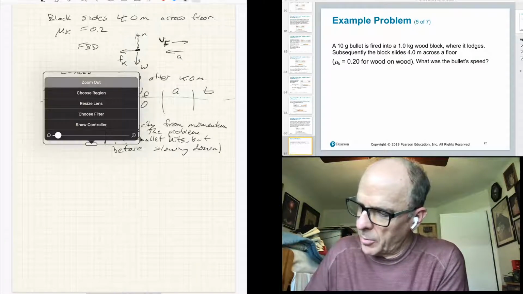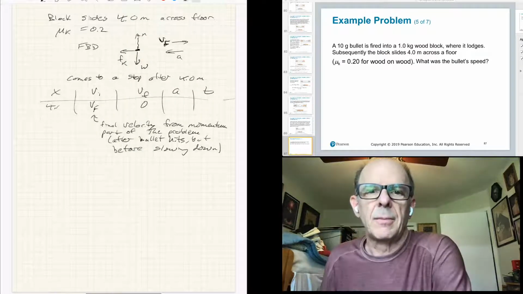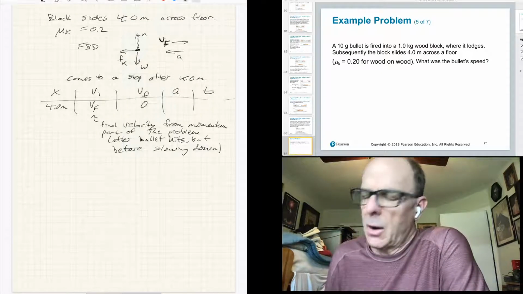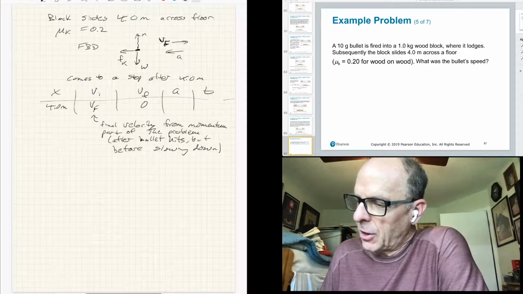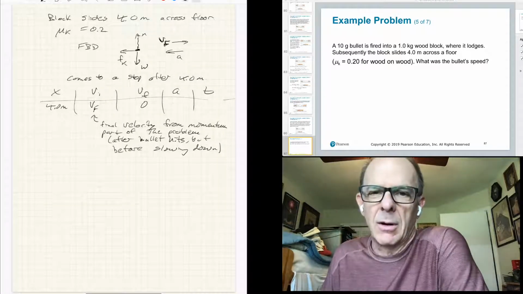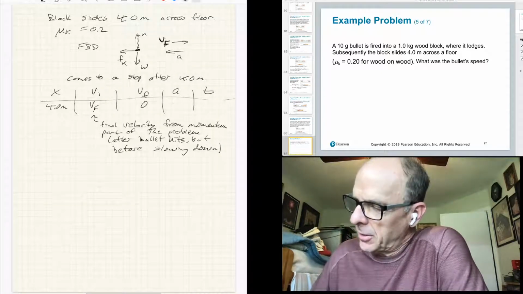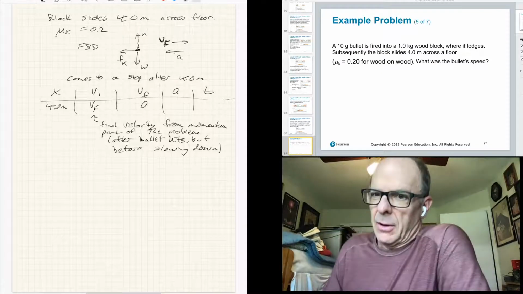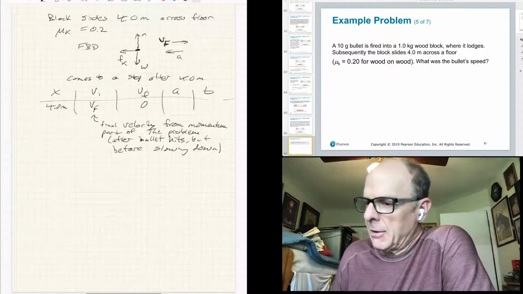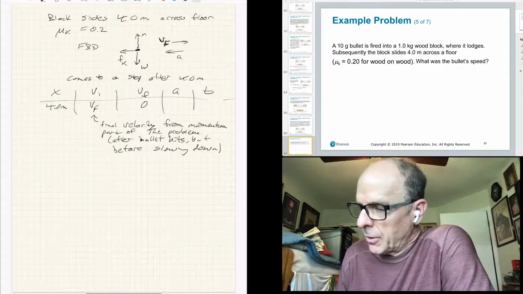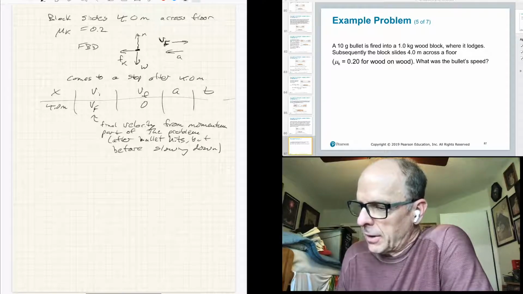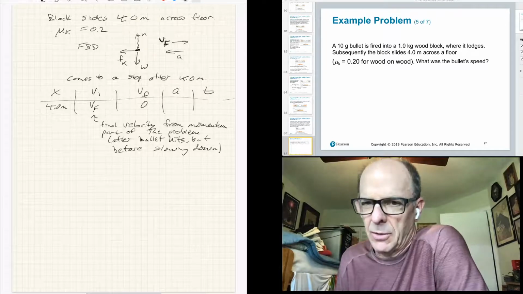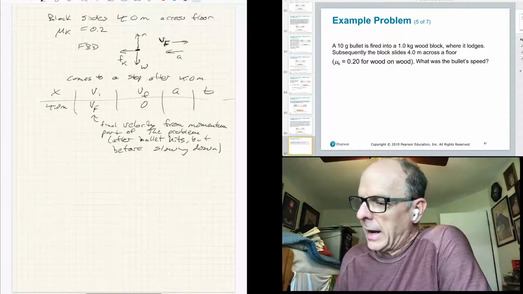We know it goes 4 meters, and we're looking for how fast it was going at the beginning before friction slows it down. So it's looking challenging here. We have 2 numbers. We know it comes to a stop. We know it goes 4 meters. We don't know how fast it was going to begin with. We don't know the acceleration or the time. So we need to know one of those 2 things. How are we going to figure that out?